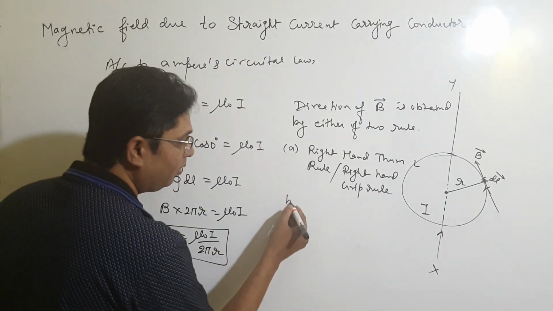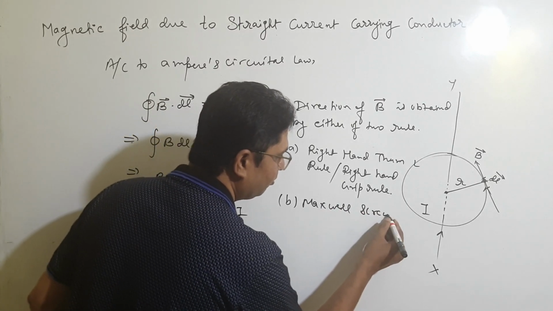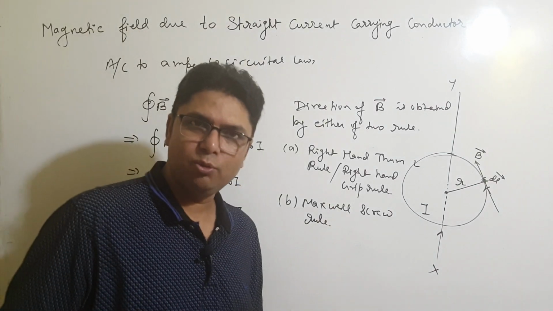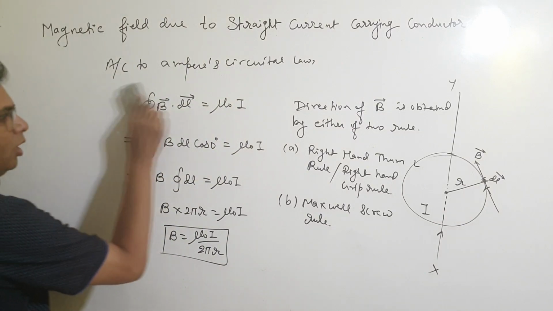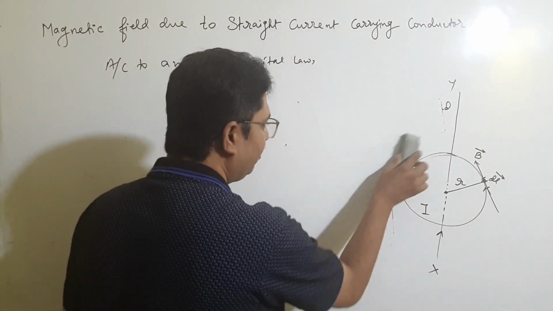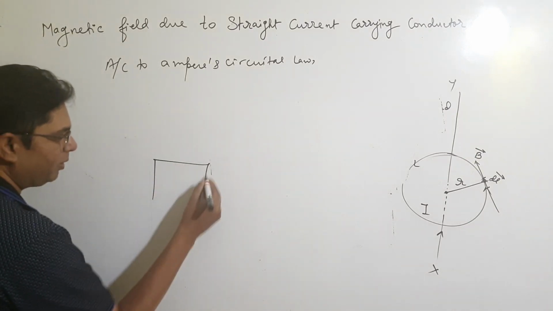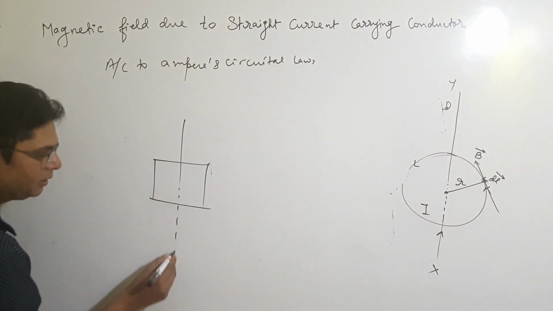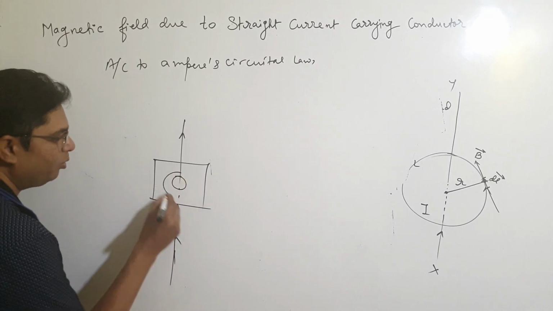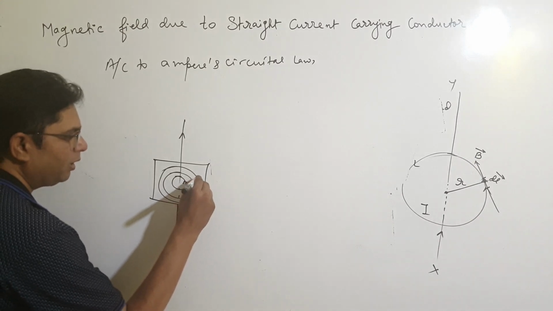It can also be obtained by another rule known as the Maxwell screw rule. You know what is the Maxwell screw rule? Now let us see how the magnetic field will behave when current is moving upside. So suppose I am taking here a plane of paper. This is a wire here, and current is moving upside. Then according to your right hand grip rule, this is the magnetic field, which is anti-clockwise.